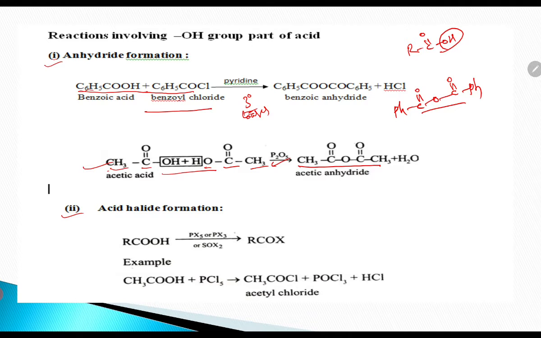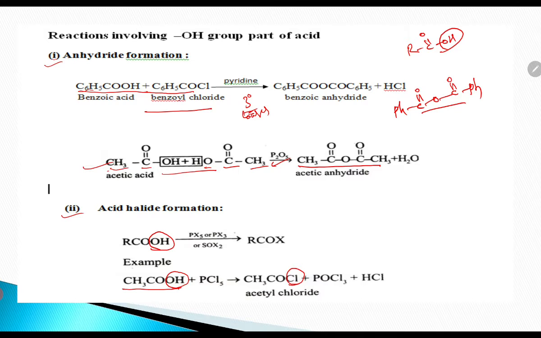Carboxylic acids on reaction with phosphorus trihalides, phosphorus pentahalides or sulfuryl halides give rise to acid halides. That is, the OH group is replaced by a halogen atom. For example, take acetic acid, CH3COOH. When this is reacted with phosphorus pentachloride, the OH group is replaced by a Cl group. Therefore we get acetyl chloride as the product, and POCl3 and HCl are the other products.